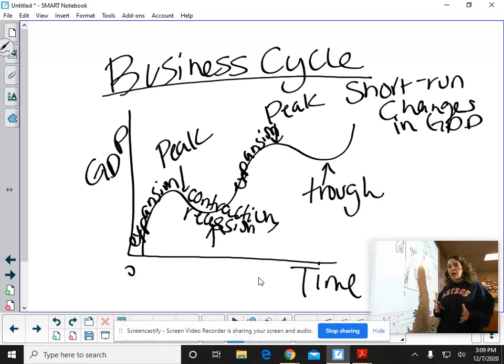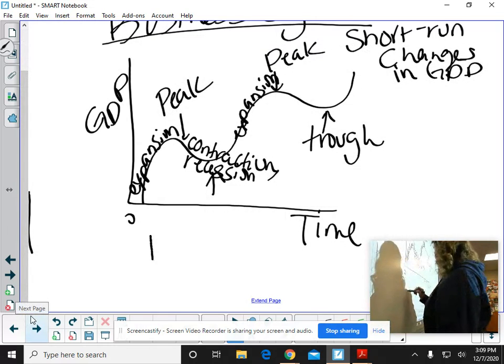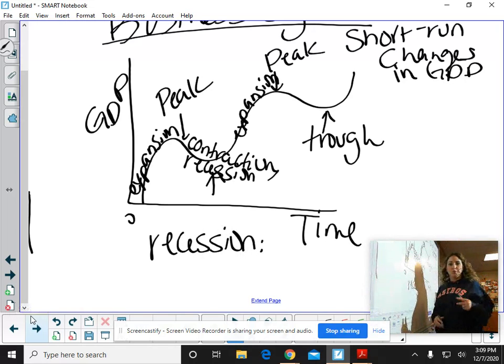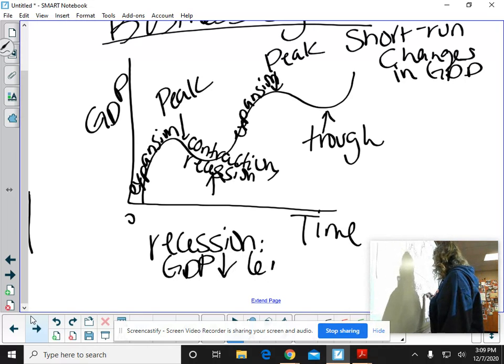So a couple of vocabulary things. For it to be considered a recession, GDP has to fall for 2 consecutive quarters in a year. So a quarter of a year is 3 months. So 2 consecutive quarters means 6 months in a row. So if GDP only goes down for a couple months and then goes back up again, that's not considered a recession just yet. So GDP falls for 6 months in a row.